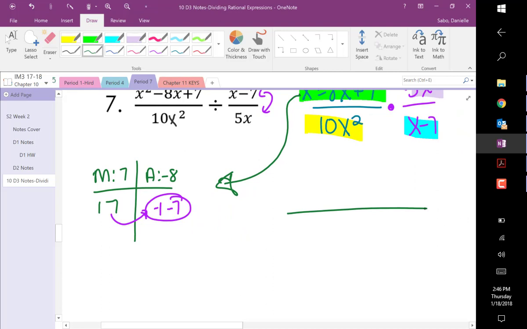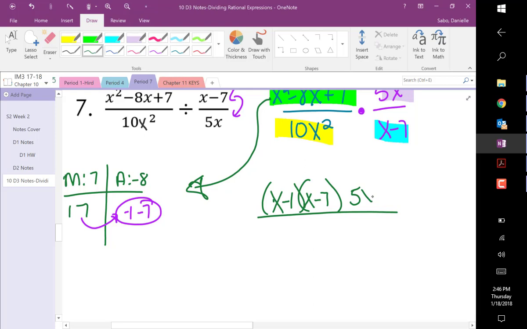So now, does anyone remember how I write that out? How do I write these as factors? Whatever we circle becomes our factor. And then we write everything else out. Here we go, I'm writing it out. 5x is coming down, 10x squared is coming down, and the x minus 7 is coming down. Everything else is coming down. This is the only part that changed. All of this is the same.